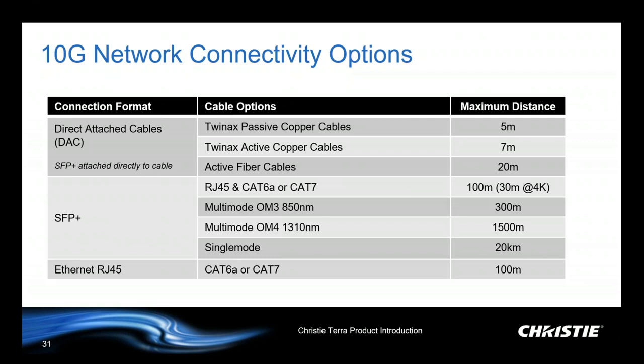You can also use Ethernet RJ45. So if your 10 gig switch has RJ45 connectors, you can still use those. But you're going to be limited in length to about 100 meters. You really need to make sure that your cables are Cat 6A standard and double check that they are, for this to work.